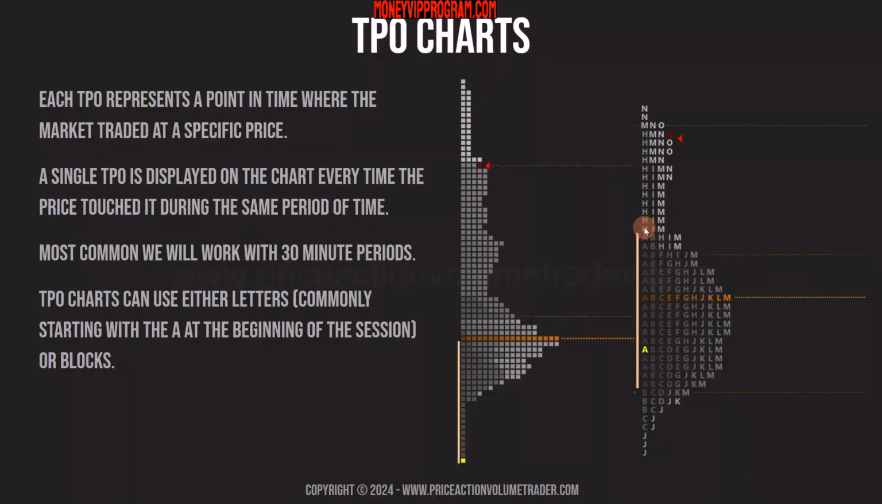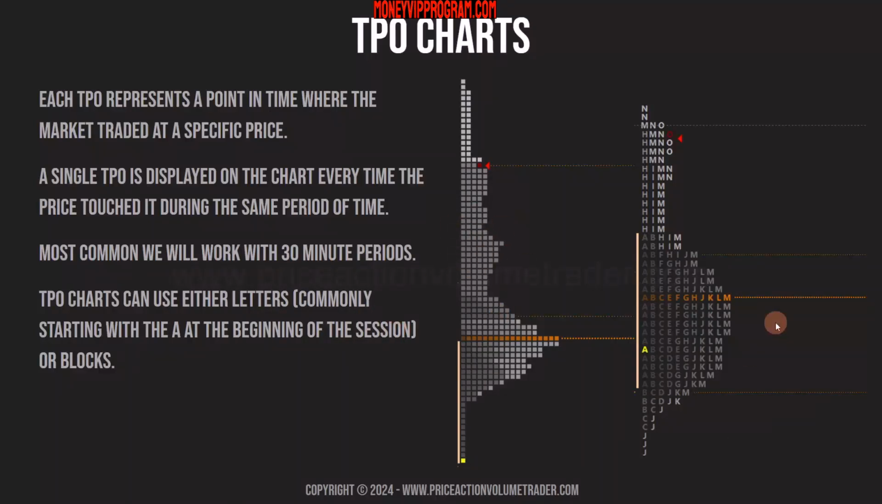But basically, every time price touches a new level, that is going to start creating new parts for the profile. And then as prices in different periods overlap, that's when we're going to start getting these little bulges, these little consolidations, and the profile is pushing out the more time it spends here. So TPO charts can use either letters, commonly starting with an A, as I said, or blocks.